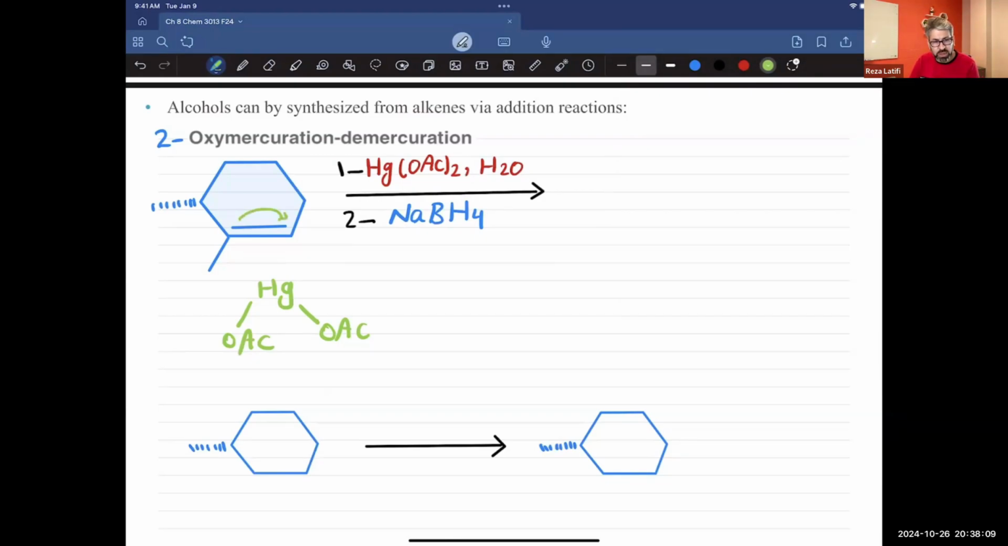That double bond can actually move those 2 electrons. They can move to one side, and now that we have 2 electrons there, they will attack the mercury, and mercury, at the same time, will attack the tertiary carbon. So we have a secondary and a tertiary carbon.